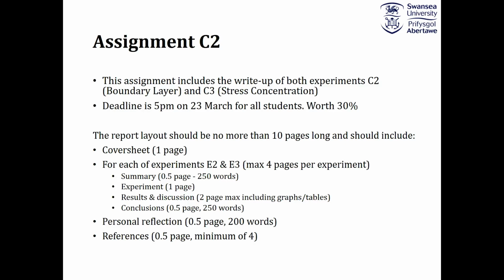The layout looks something like this. It's no more than 10 pages in total for both experiments. You've got one cover sheet for the whole report, so that's 1 page. For each experiment, half a page of summary, 1 page on the experimental setup, images, figures, and so on. 2 pages on your results and discussion, including all of your graphs and tables, and half a page on conclusions. And then for the whole report, half a page on a personal reflection and half a page on any references, a minimum of 4, so that's a minimum of 2 for each, but probably a few more than that.